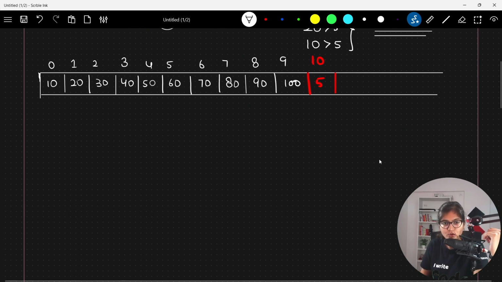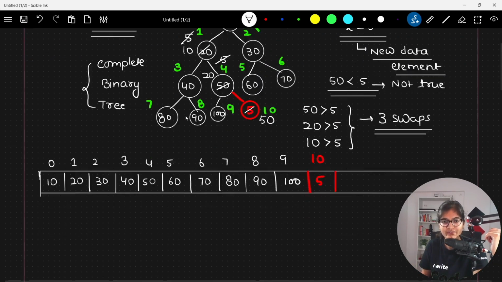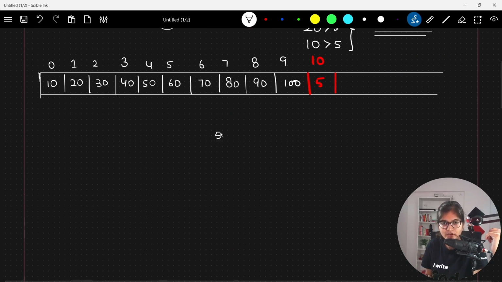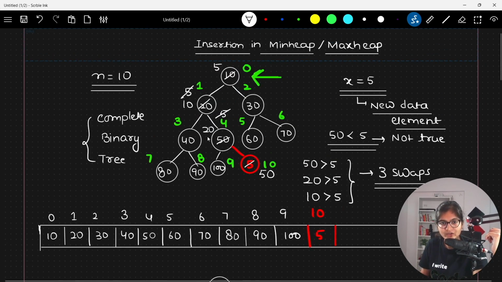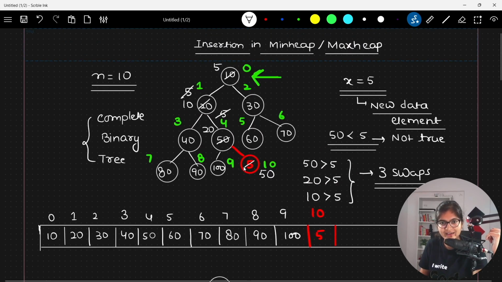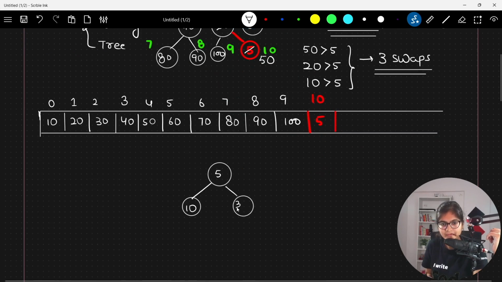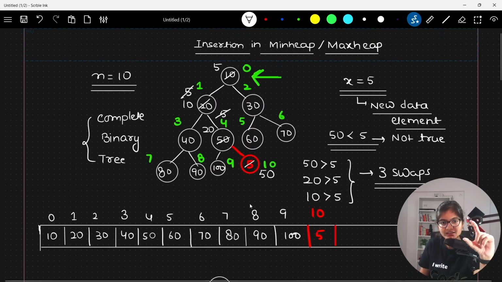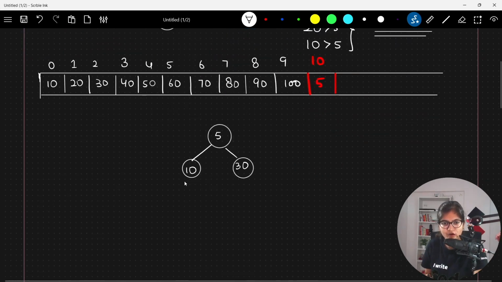So what is the new min heap formed after the insertion of 5? 5 is the parent node, or the root node. On the left side, I have 10. On the right side, I have 30. On the left side of 10, I have 40.